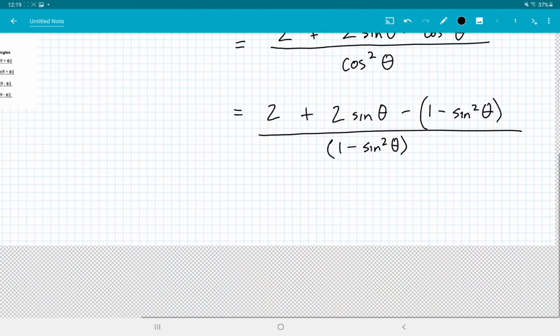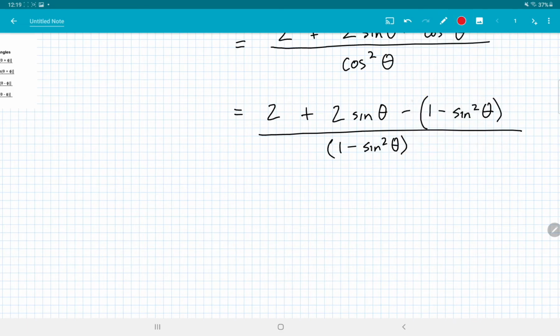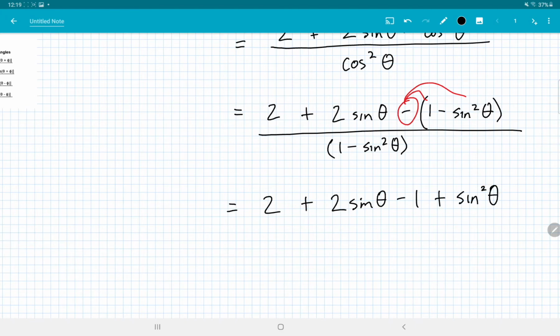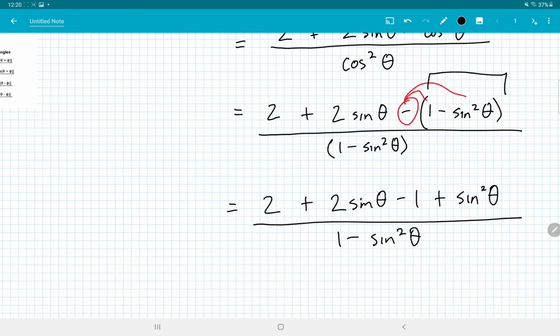The next step is we're going to distribute this negative sign to the 1 and to the negative sine squared theta. You might not need a whole step for this, but I like to do it. Teachers like to see how you're forming your thoughts. You're certainly not going to get penalized marks for showing this step. Okay, 1 minus sine squared theta. Perfect. So all we did was change the signs of what was in this bracket up top based on the negative sign here.